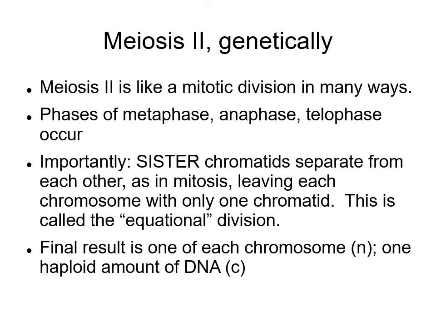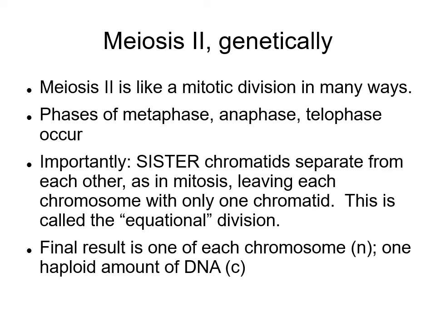So meiosis 2 is like a mitotic division in many ways, because sister chromatids separate from each other, as in mitosis, and that leaves each chromosome with only 1 chromatid. So that's called the equational division. The final result, each chromosome, which is to say N of them, has a haploid amount of DNA. Each nucleus has 1 of each of the chromosomes, and therefore has a haploid amount of DNA.